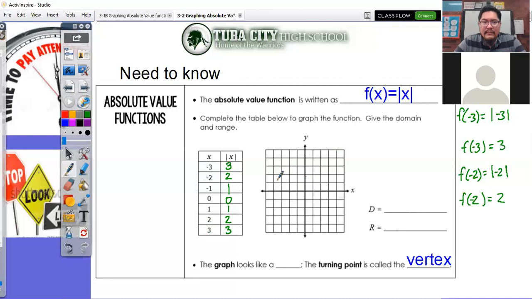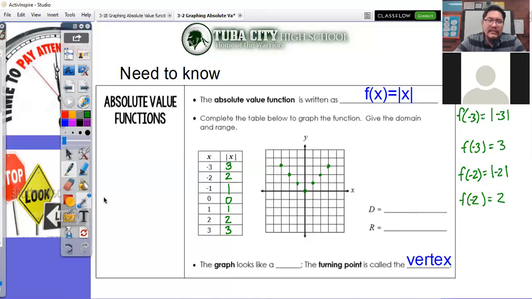All right, so now that we have our ordered pairs, let's go ahead and graph them. So -3, up 3 is our first one. -2, up 2. -1, up 1. 0, 0. 1, 1, so over 1 up 1. Over 2 up 2, and over 3 up 3.